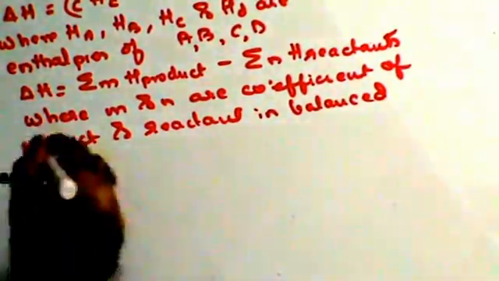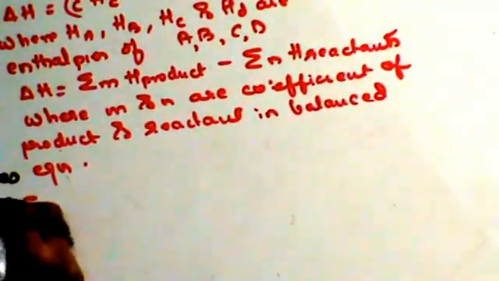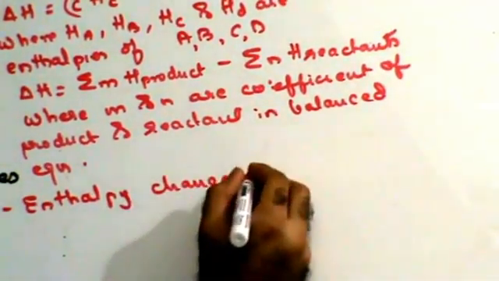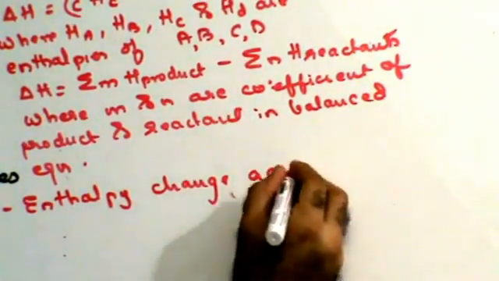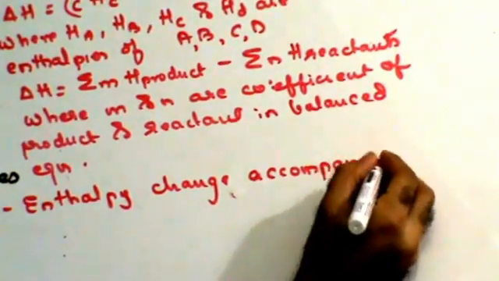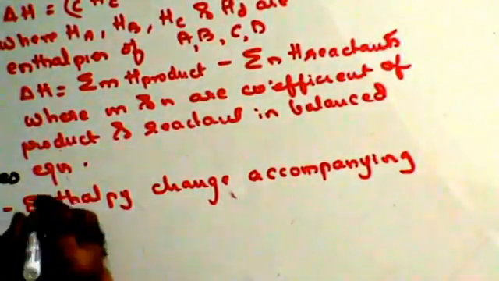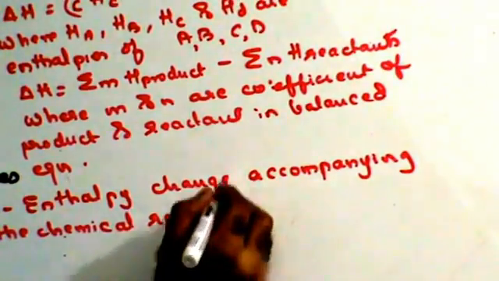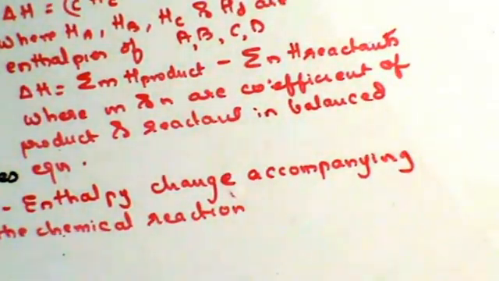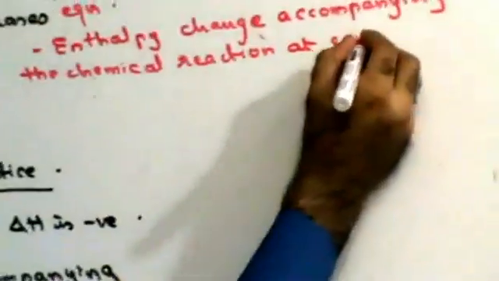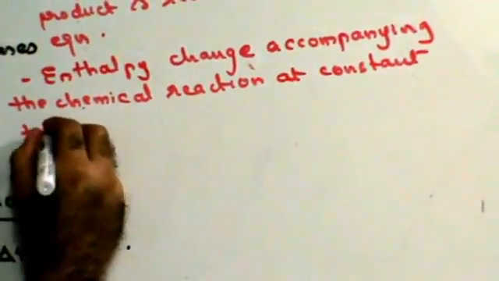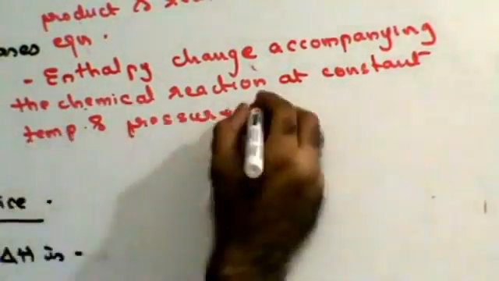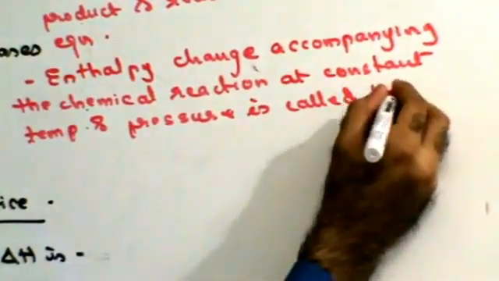So I could say that enthalpy change accompanying the chemical reaction at constant temperature and pressure is called heat of reaction.